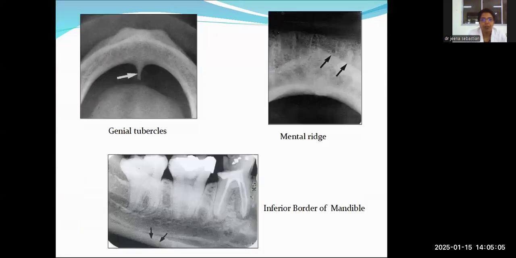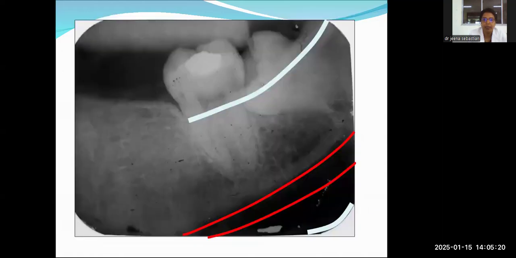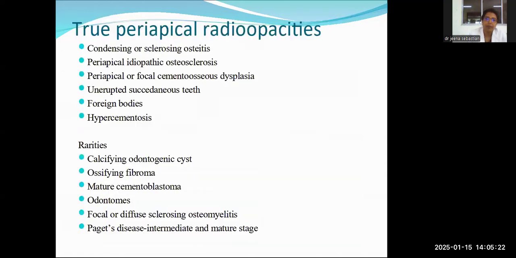External oblique ridge, genial tubercles, mental ridge, that is a V-shaped radiopacity seen in the mandibular anterior region, and the inferior border of the mandible, that is a thick radiopacity seen at the apex of the molar teeth. So that was anatomic periapical radiopacities.